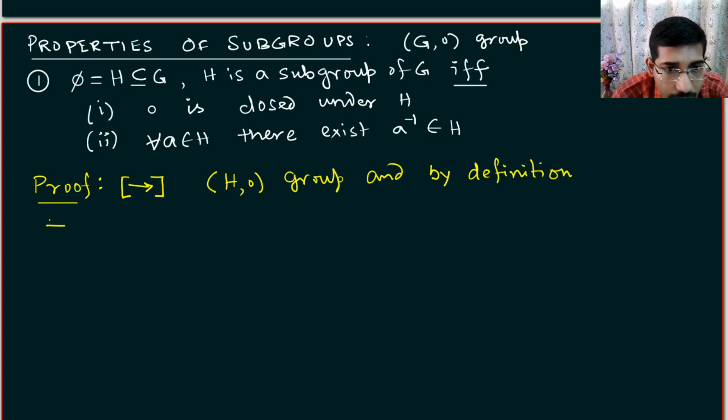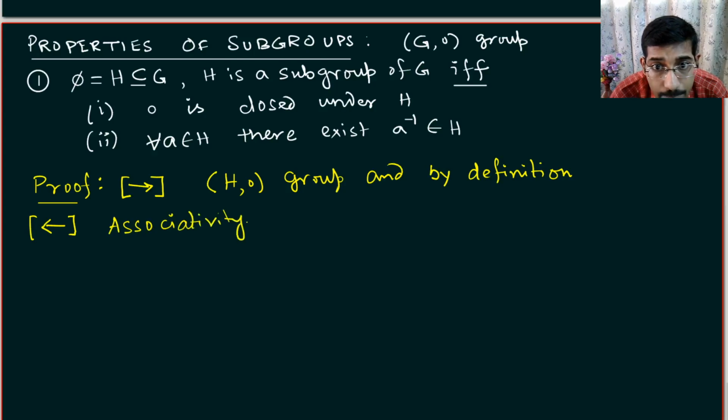The tricky part is proving this side of the proof, when only these two are given. So I have to prove the associativity and I have to prove the identity. First, let us try to prove the associativity. To prove the associativity, we take three elements arbitrarily, A, B, C belongs to H.